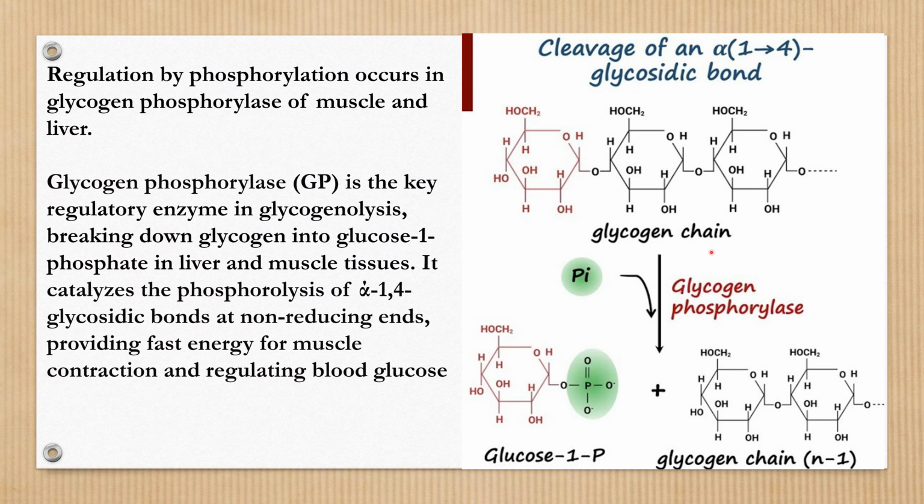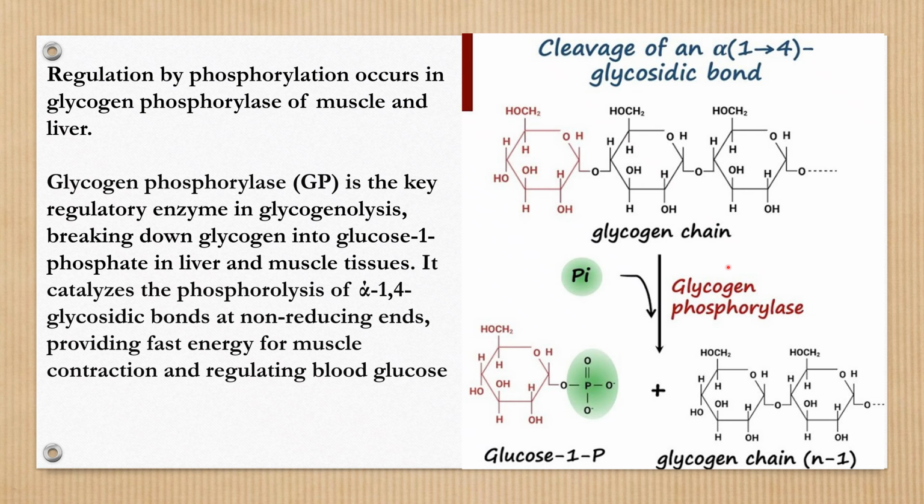Now let's study an enzyme called glycogen phosphorylase. This enzyme catalyzes the first step of glycogenolysis. Glycogenolysis is nothing but the breakdown of glycogen to release glucose in the form of glucose 1-phosphate, leaving a glycogen chain from which one glucose has been removed. This first reaction is catalyzed by the enzyme glycogen phosphorylase.